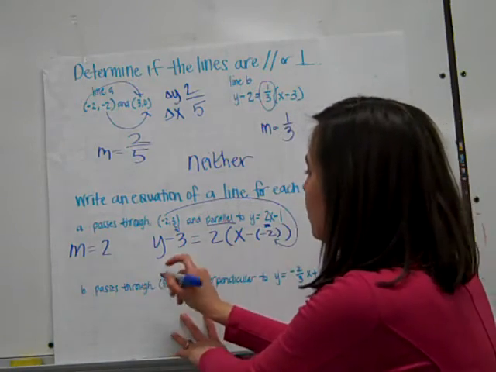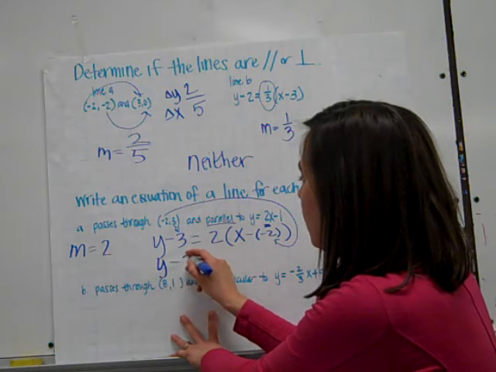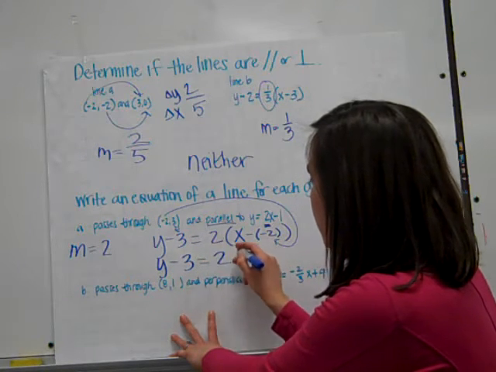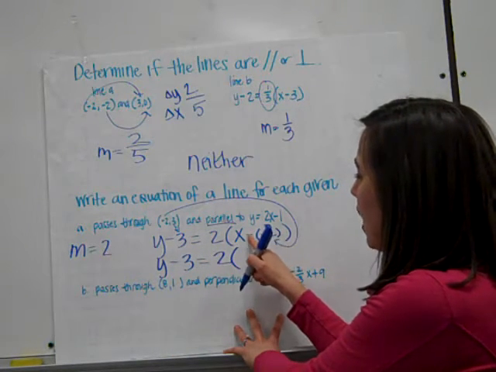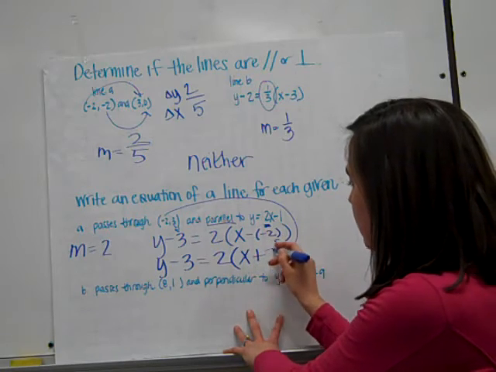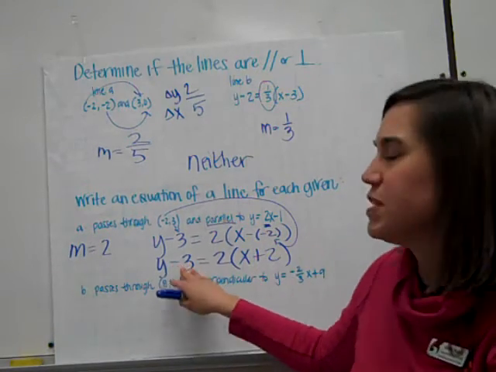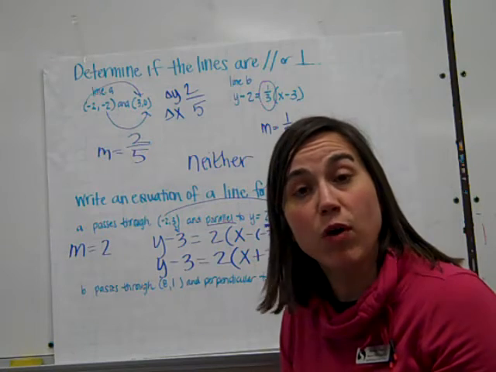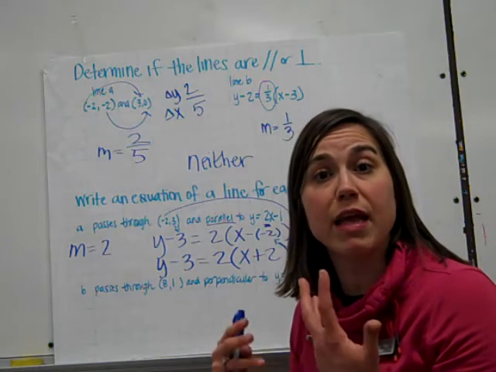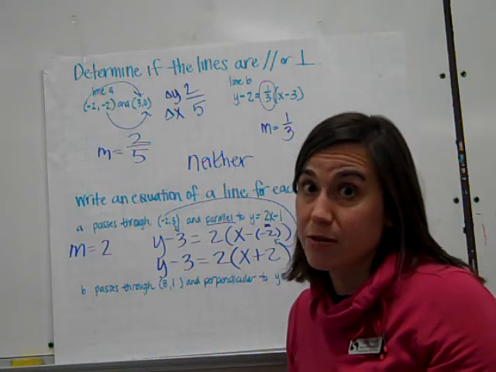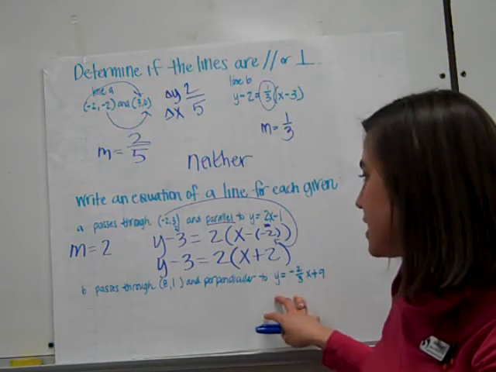The only simplification that I'm going to make today is y minus 3 equals 2 times x, and I'm going to change this double negative, the opposite of -2, to +2. Now remember, this right here is in point slope form. If I wanted to solve for y, then I would make that into slope-intercept form. I'm going to go ahead and do the next one.